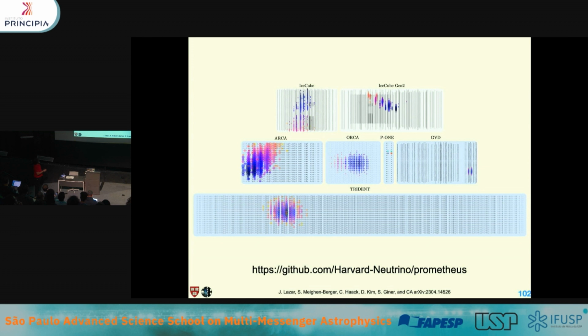This is Baikal-GVD in Russia. This P-ONE will happen in Canada. This is ORCA and ARCA in the Mediterranean. And this thing here is called TRIDENT. That's supposed to be the Chinese Neutrino Observatory. But if you go to our MC, you can not only simulate these detectors, you can design your own detector and do your own reconstructions if you want.